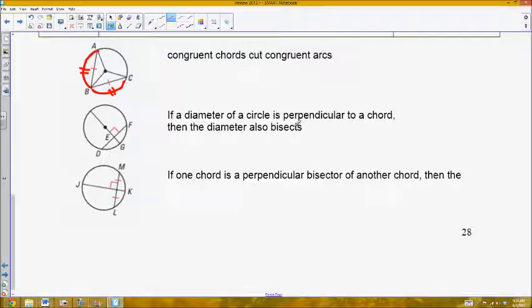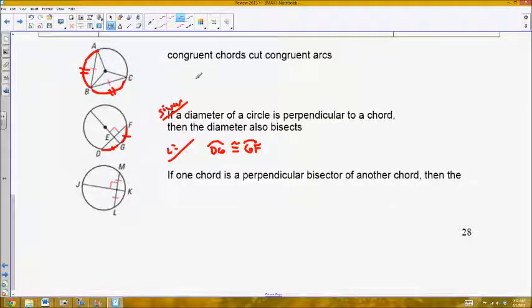If the diameter of a circle is perpendicular to a chord, then the diameter bisects that chord and its intercepted arc. So what that means is that if I know that this diameter is perpendicular to the chord, given this stuff, I can conclude that arc DG is congruent to arc GF. Okay, so this arc is congruent to this arc. That's one conclusion I can make.